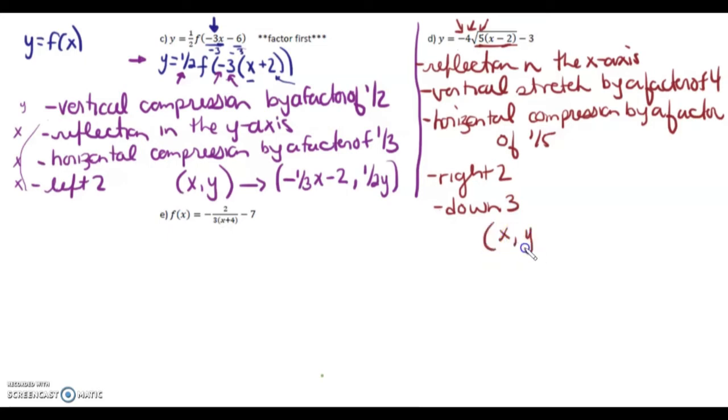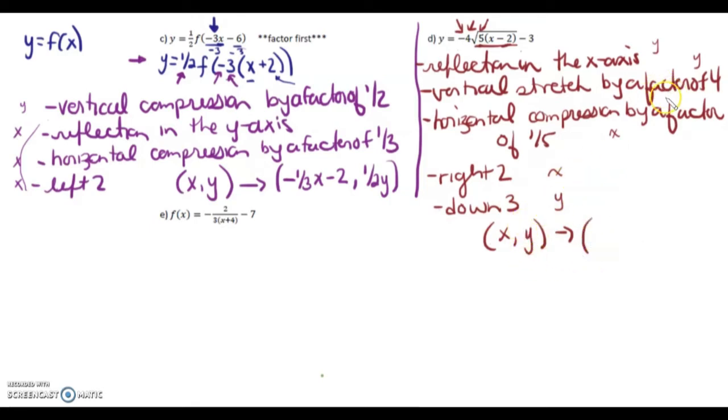Okay, so we're going to take our mapping. I'm just going to make a little note of whether it affects the x or the y. So reflection in the x-axis is actually going to affect the y. Vertical stretch, y. Horizontal, x. Right 2, x. Up and down affects the y.